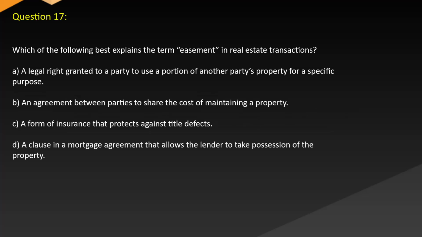Question 17. Which of the following best explains the term easement in real estate transactions? A. A legal right granted to a party to use a portion of another party's property for a specific purpose. B. An agreement between parties to share the cost of maintaining a property. C. A form of insurance that protects against title defects. D. A clause in a mortgage agreement that allows the lender to take possession of the property.